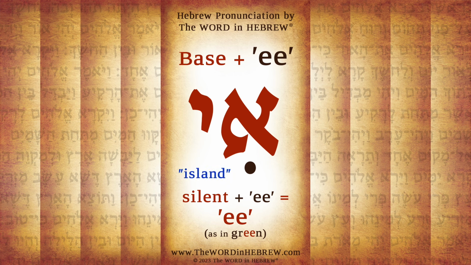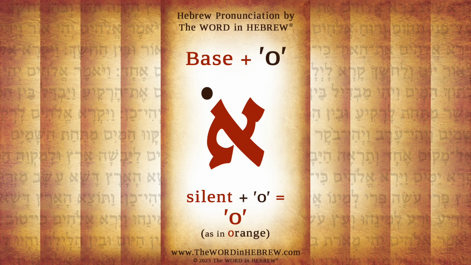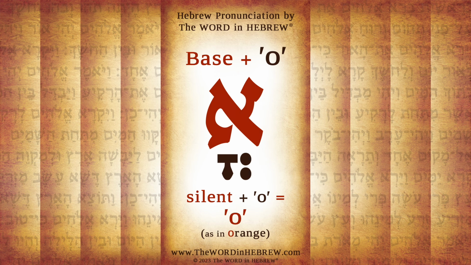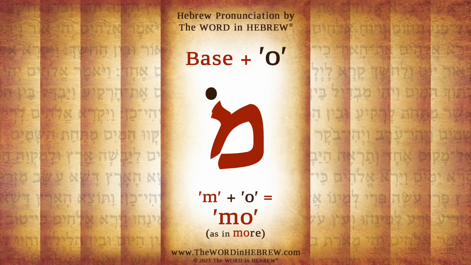Aleph is silent on its own, plus O makes O, as in orange. Now this combination is an actual word meaning or. This combination also makes O, but it's not a word. And it will be the same with this O vowel. In this example, mem makes m plus O becomes mo, as in more. And the same in this combination.